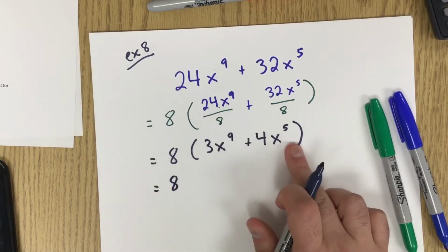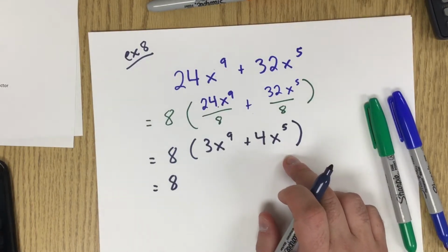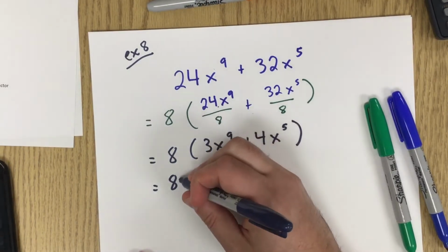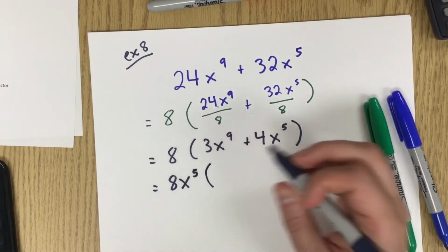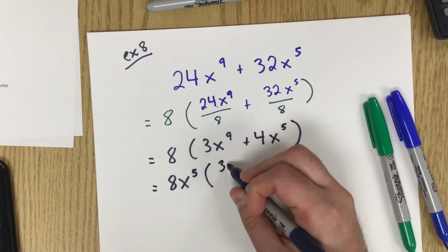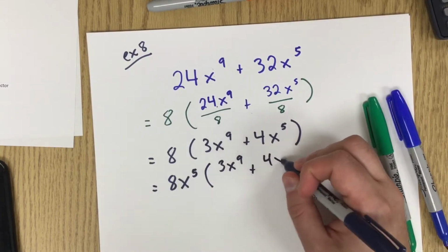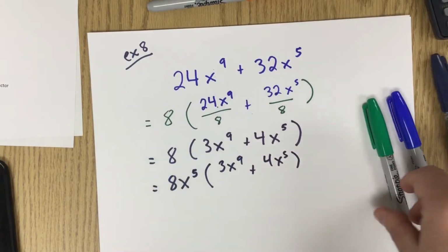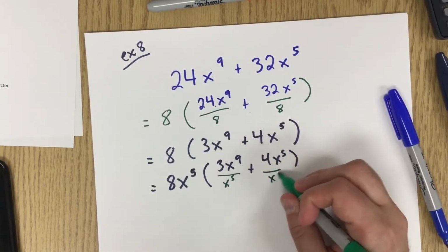There's 9 x's there, 5 x's there. And so there are going to be 5 x's in common. So we're going to take out x to the 5. Oh, probably should have done another color. So it's going to be 3x to the 9 plus 4x to the 5, and we divide both of them by x to the 5.